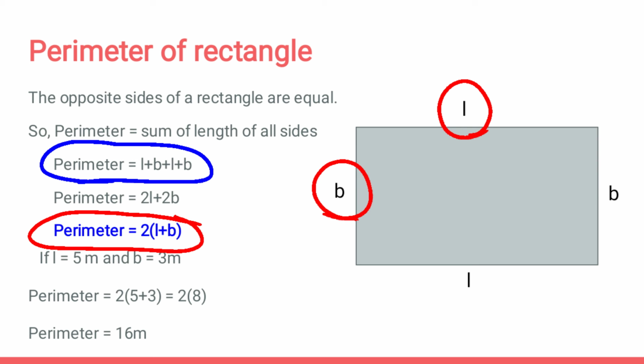I have taken an example where the value of L is 5 meters and B is 3 meters. If I put the values into the formula, we will get perimeter is equal to 16 meters. In the same way, we can find out the perimeter of a rectangle with different length and breadth.